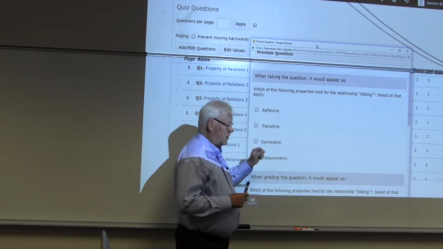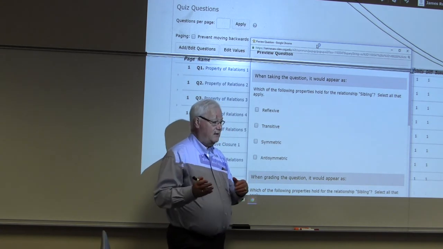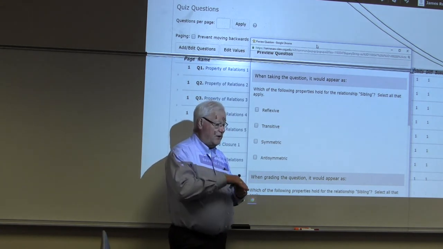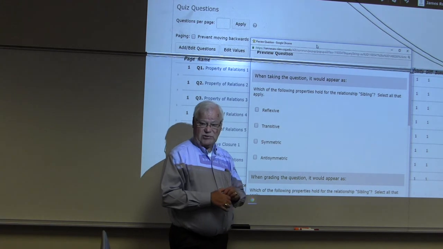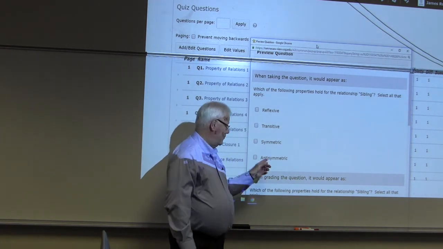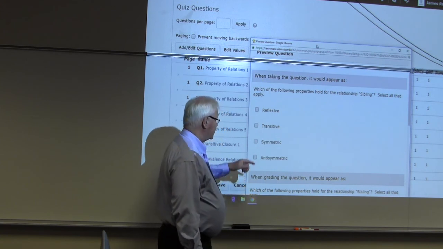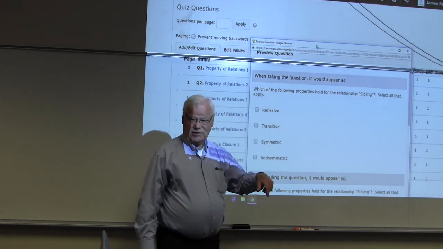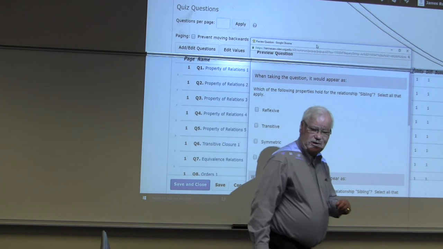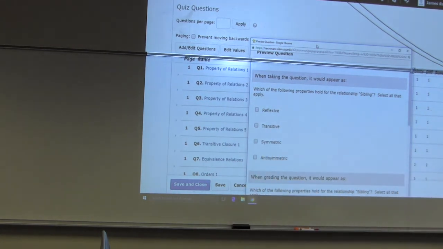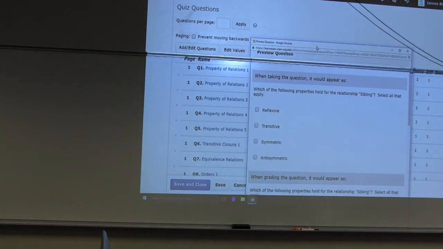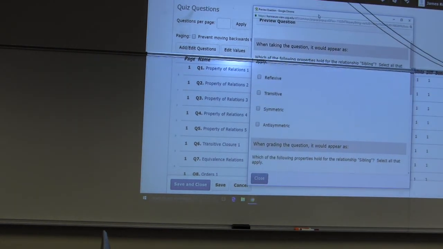How about symmetric? If you have a sibling, are you their sibling? Yes. So it's symmetric, isn't it? Is it antisymmetric? No. So it is transitive and symmetric. Now, were you saying that this one may not have been answered then? No, I was foolish. I put symmetric and anti-symmetric, but that's impossible. It was a slight mistake. Okay.